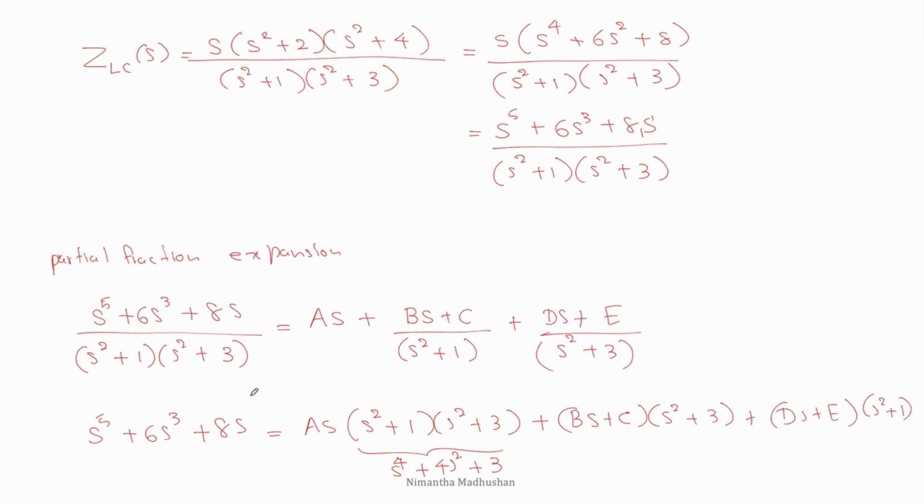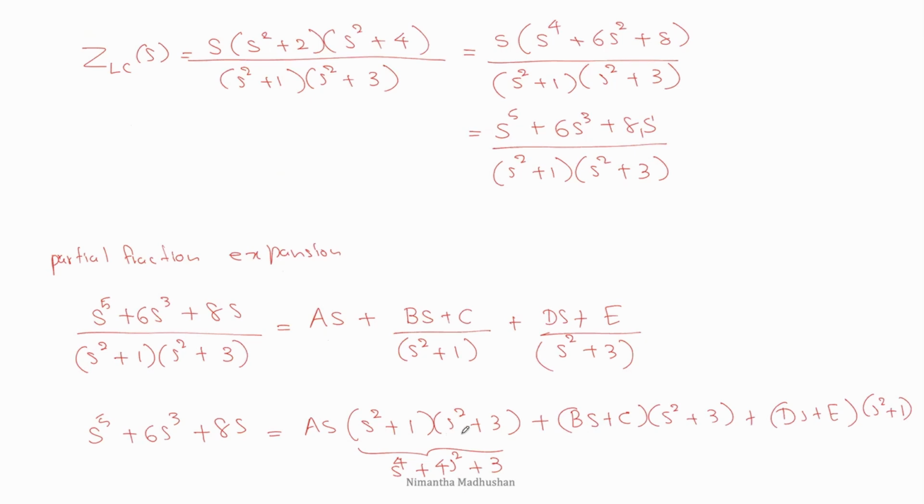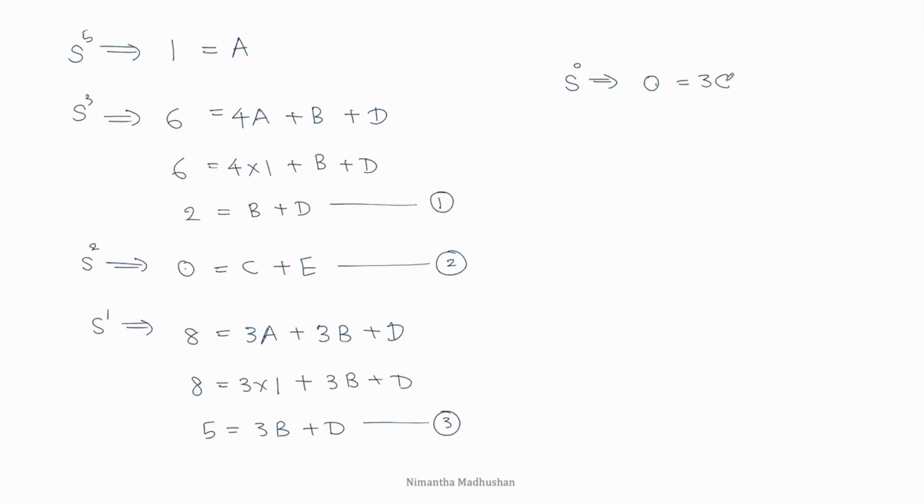Then I consider the s to the power 0 terms. From the left-hand side, there is no constant value. So 0 equals, from the first term there are no constant terms, and from the others, 3 times c, 3c, and e times 1, plus e. It is my fourth equation. From the second equation and the fourth equation, 0 equals c plus e and 0 equals 3c plus e. From these two equations, we can write c is equal to 0 and e is equal to 0.